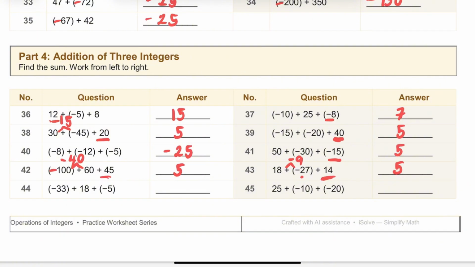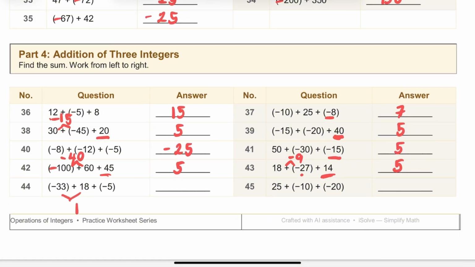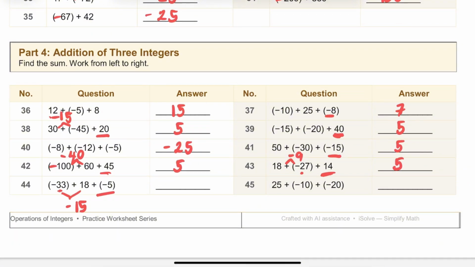Number 44, we have negative 33 plus 18 plus negative 5. Now, negative 33 plus 18, we're going to minus them. They have different signs. 33 minus 18 is 15, and 15 is going to be negative because 33 here is negative, the bigger absolute value. And negative 15 plus negative 5 is going to be negative 20. We're going to add them because they both have negative signs.